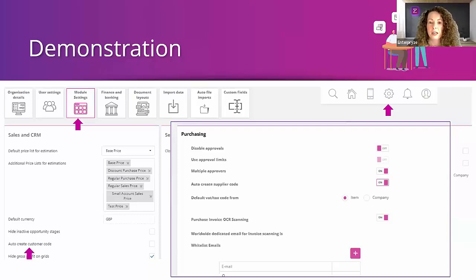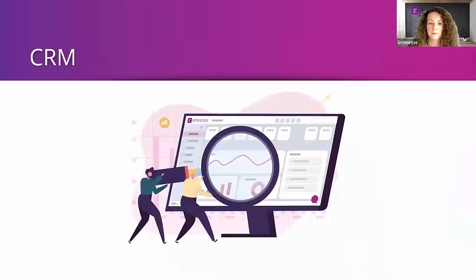Same again with the purchasing. Again, we can auto create a supplier code. So again, when you're manually inputting a supplier into the system, do you want the system to auto create the code? And that's all you're doing there. There's lots more, of course, around procurement and around the settings, particularly around invoice scanning, but we're not looking at purchasing today, but there's lots more to come around those.